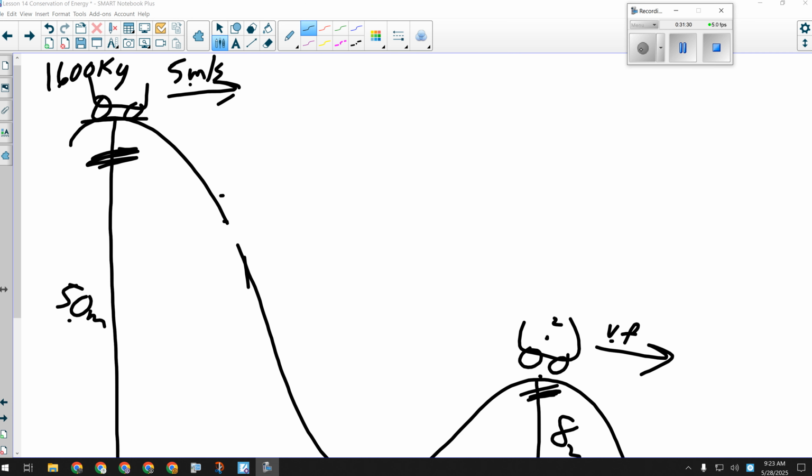Forgot to record all of that. Okay, so mass 1600, initial speed 5 meters per second, initial height 50, final height 8 meters, and we're looking for the final speed of the roller coaster. I'm just going to lay out the first couple of steps here in case anybody's stuck.